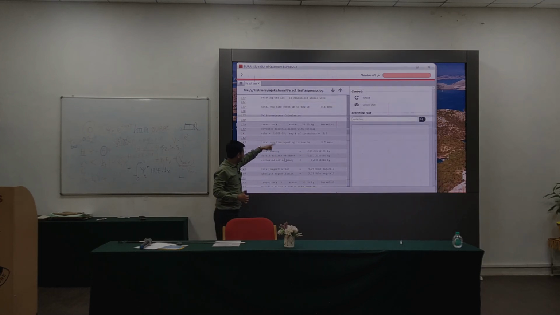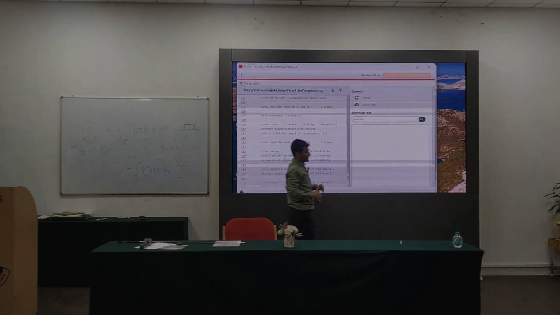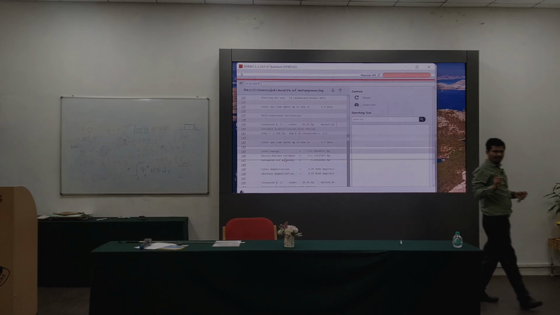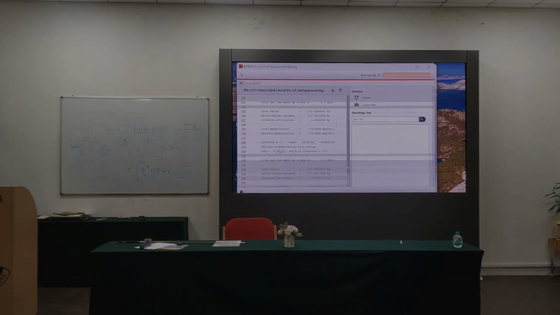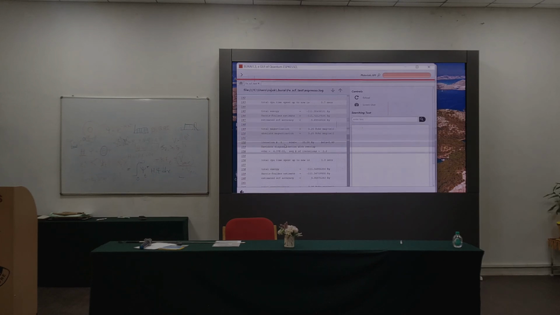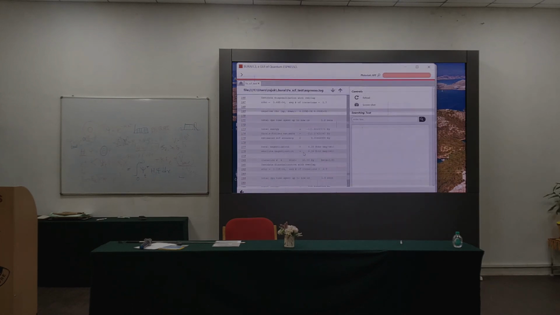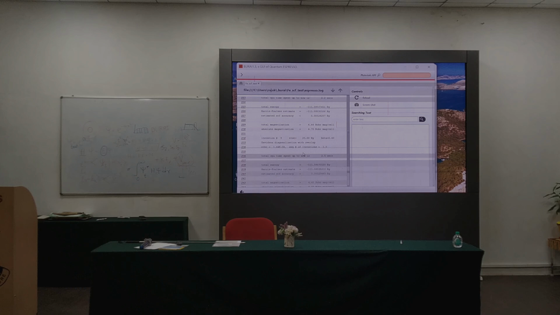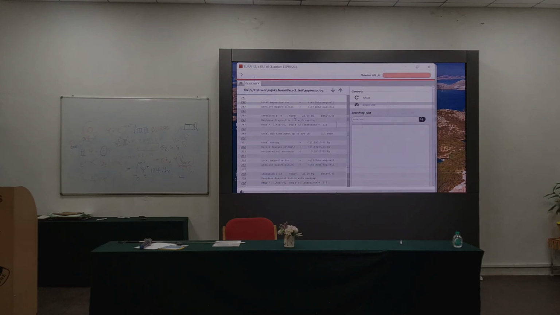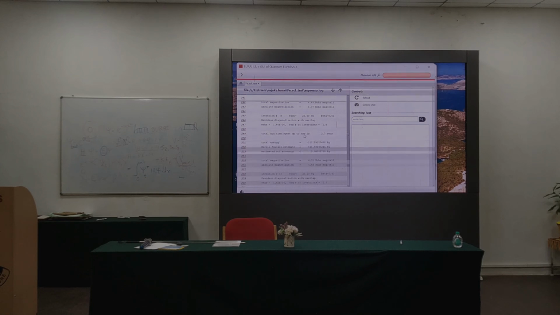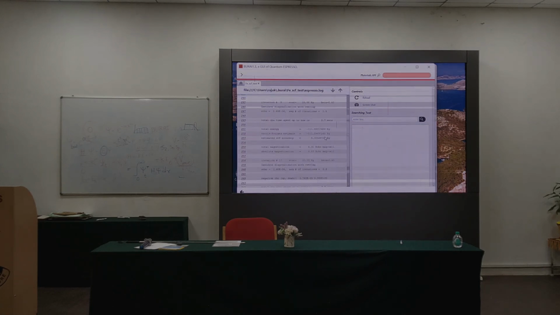Every iteration my energy will change, and finally I will end up with the minimum energy. This is the first iteration, this is the second iteration, so my energy is changing. My iteration went up to the 9th iteration. CPU time, it took 2.7 seconds to run.